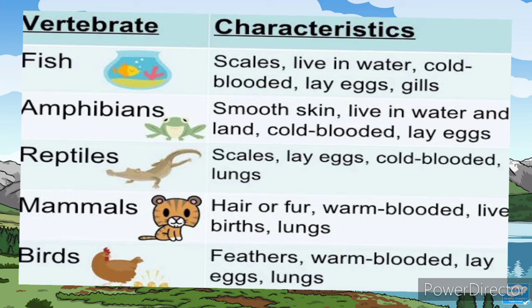What about reptiles? They have scales, lay eggs, and they are cold-blooded animals. And do you know that reptiles have bones in them? Yes, they have. Mammals, they have hair. They are warm-blooded animals. They give birth to their young ones. And birds. Birds have feathers. They are warm-blooded animals. They lay eggs. All these animals are vertebrates because they have bones. So fish, amphibians, reptiles, mammals, birds, they are all vertebrate animals.